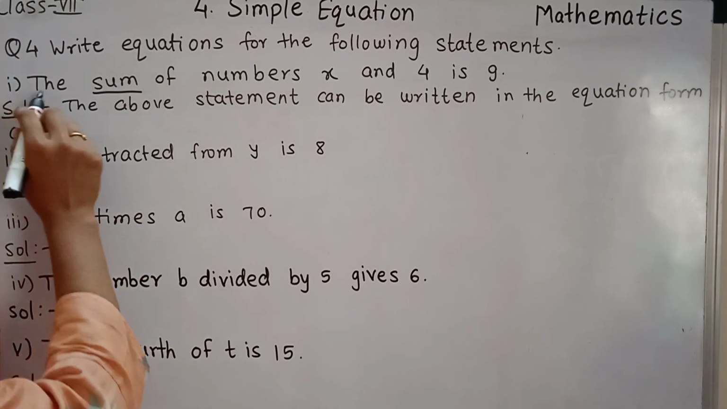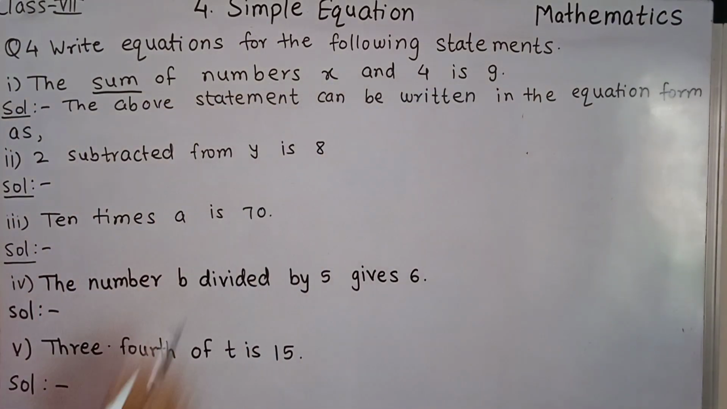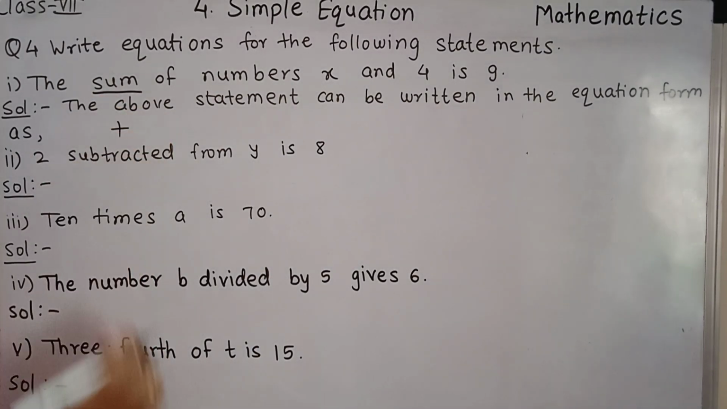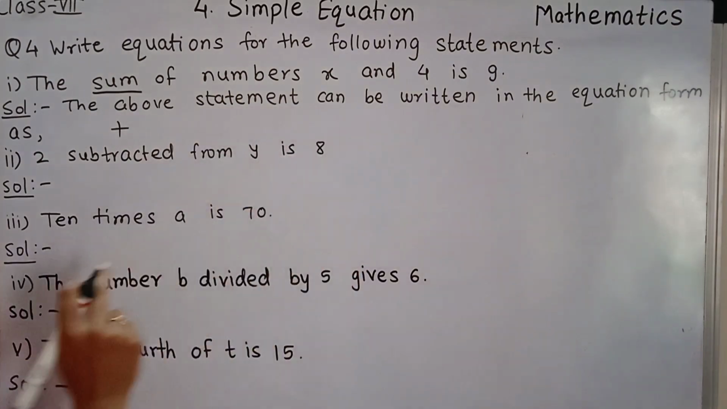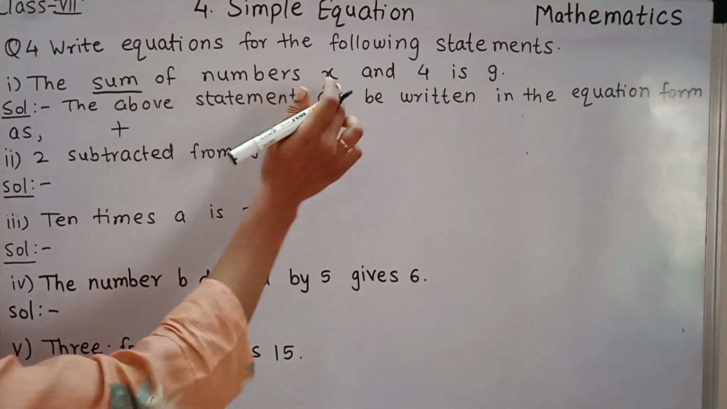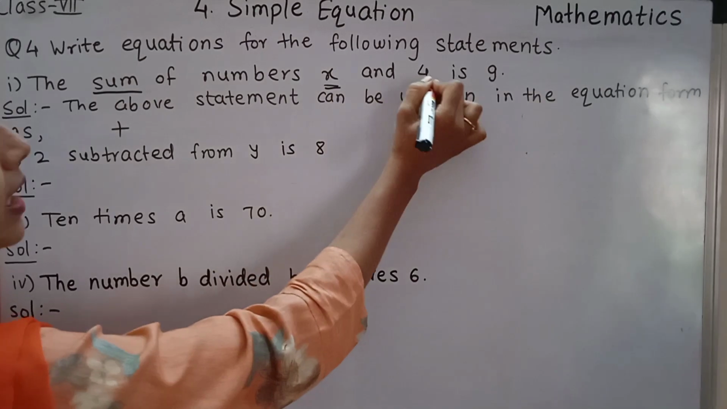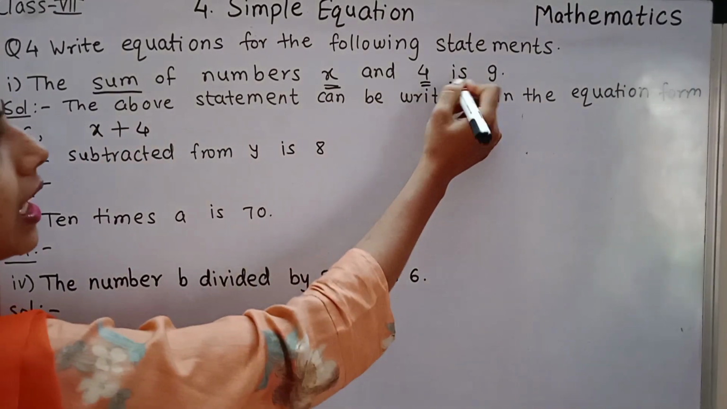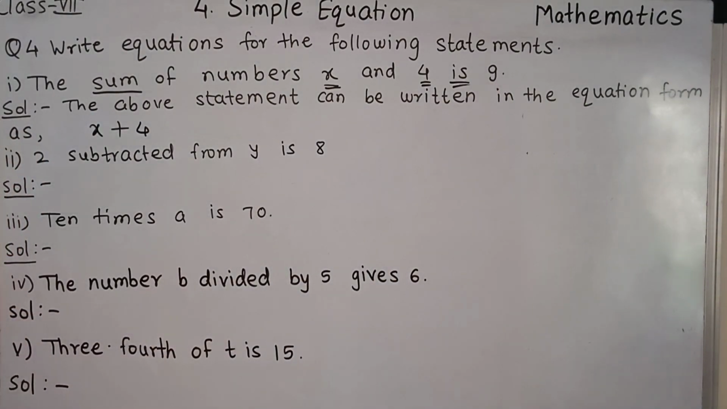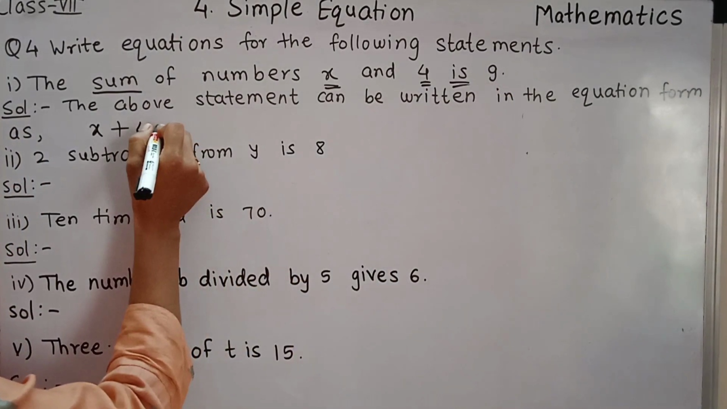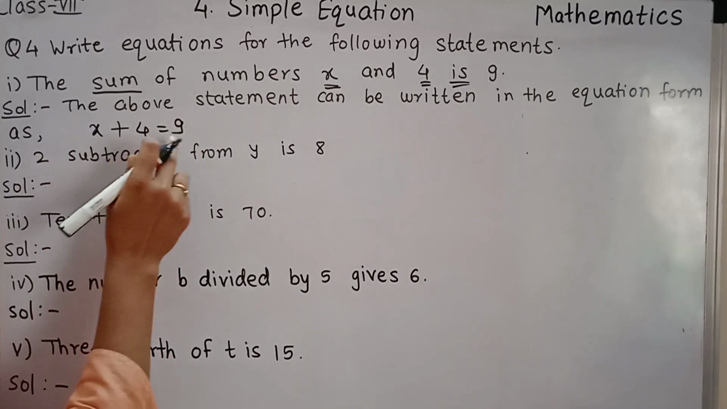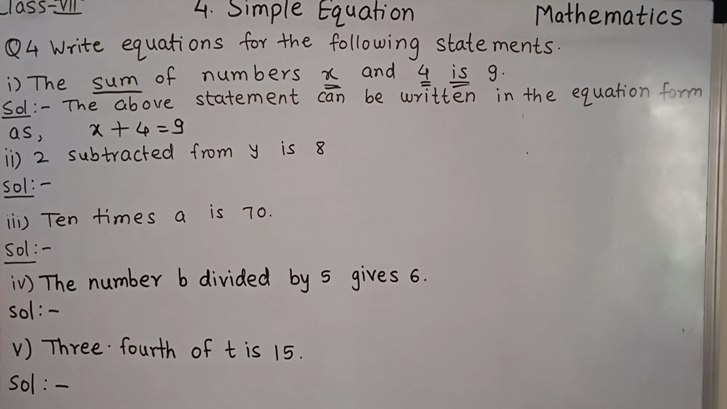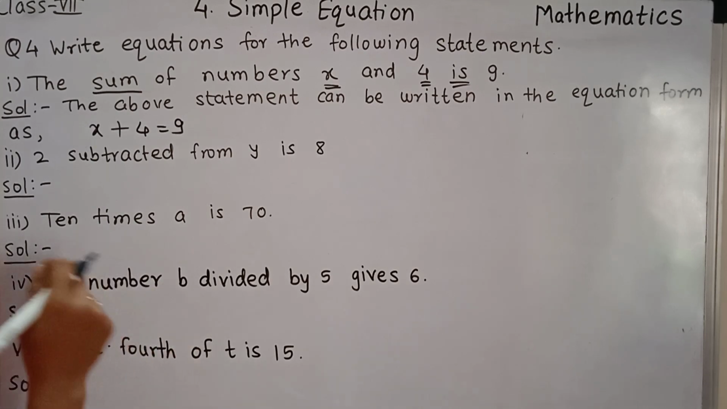The first is: the sum of numbers x and 4 is 9. Whenever we have the sum, we always write the addition. So the above statement can be written in equation form as the sum of the numbers x and 4. And I have already told you that the meaning of "is" in the equation is equal to. So equal to what? 9. Therefore the equation is x plus 4 equal to 9.